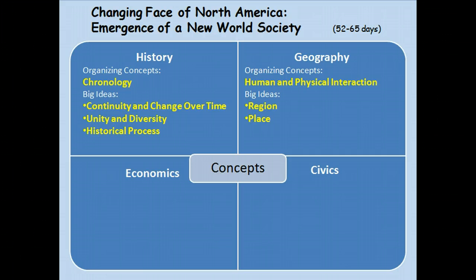The arrival of Europeans to an already populated continent caused the Atlantic coast to change significantly due to the interactions between Europeans, Native Americans, and Africans. This caused the emergence of a New World Society.